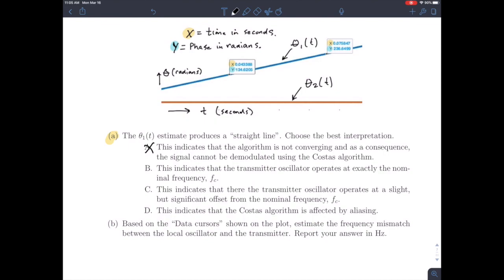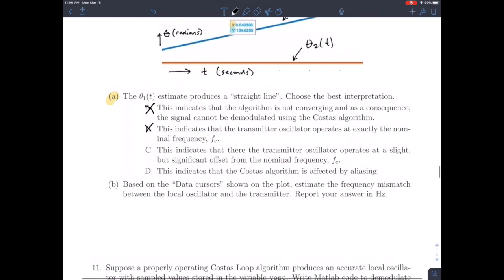Part B, this indicates that the transmitter oscillator operates at exactly the nominal frequency FC. Well, we talked about this in class. No, if the transmitter oscillator operates at exactly FC, we're just going to see a constant phase adjustment where we're trying to track the phase of the transmitter oscillator. So, because it's a straight line, we know that's not true.